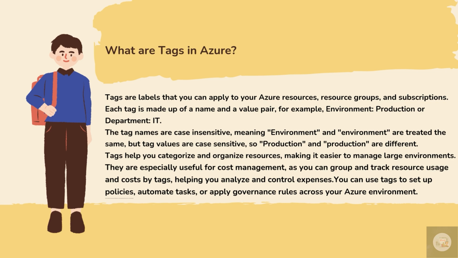Tags help you categorize and organize resources, making it easier to manage large environments. They are especially useful for cost management, as you can group and track resource usage and costs by tags, helping you analyze and control expenses. You can use tags to set up policies, automate tasks, or apply governance rules across your Azure environment.